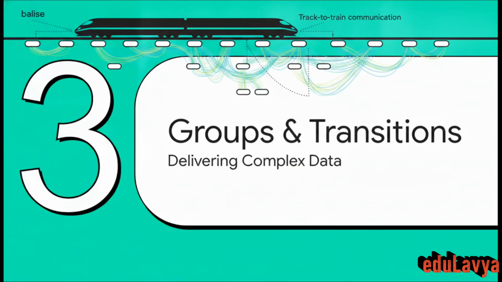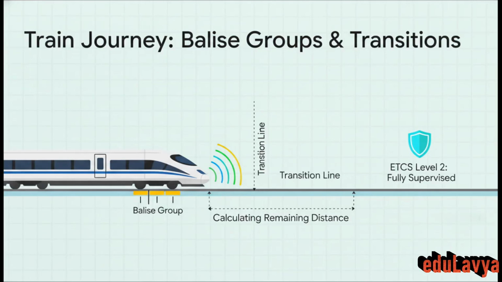Let's get into Section 3. Balise groups and transitions, and how we deliver complex data. Sometimes the safety data needed for a location is just way too complex or voluminous for one single track magnet to handle in the fraction of a second a high-speed train flies over it. And that is exactly where Balise groups come in.